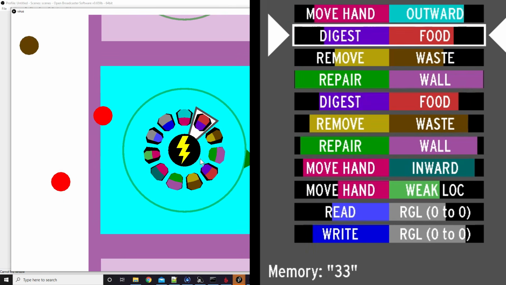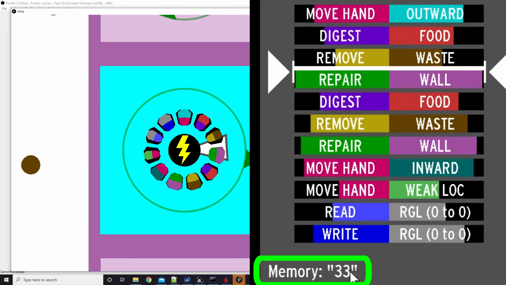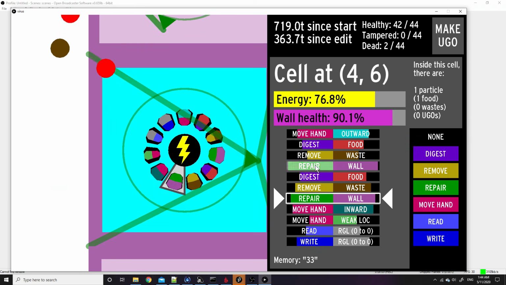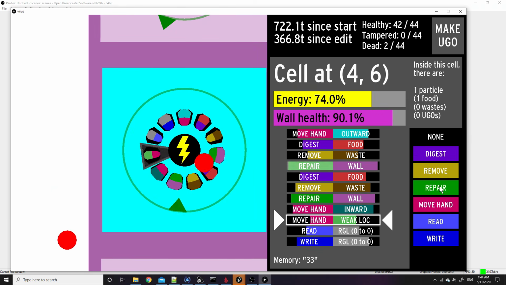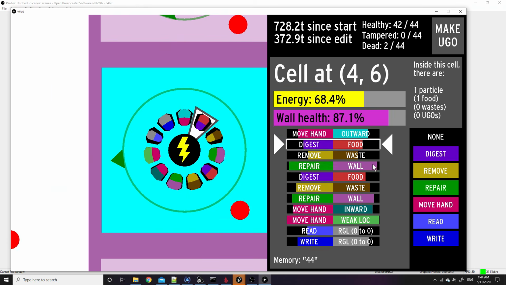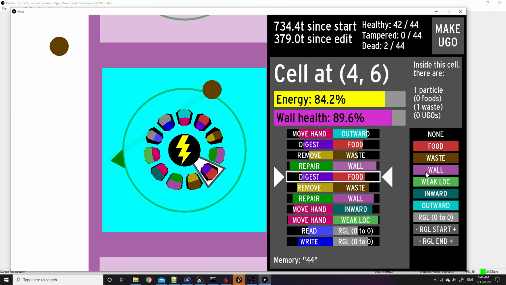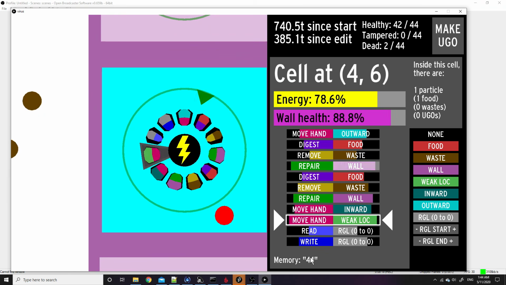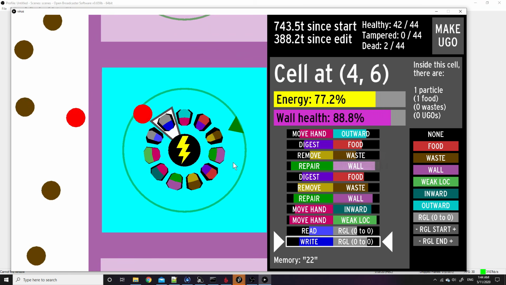If you want to get really specific here, the meaning of remembering 33 is the codon repair wall. And if you go into this editor, repair is the third option of a starting piece of the codon, and wall is the third possible ending of a codon. So repair wall can be encoded as 33. And that's pretty much how all memory works.